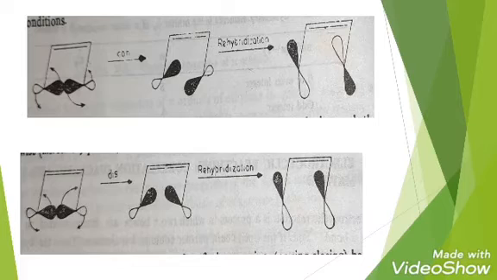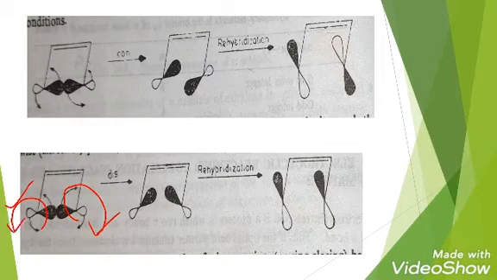Another condition is if the two sigma orbitals are rotated in opposite directions. That means one orbital is rotated in clockwise direction and the other in anti-clockwise direction, then it is said to be disrotatory mode. So if the bonding orbitals are rotated in opposite directions, one clockwise and the other anti-clockwise, then it is said to be disrotatory mode.